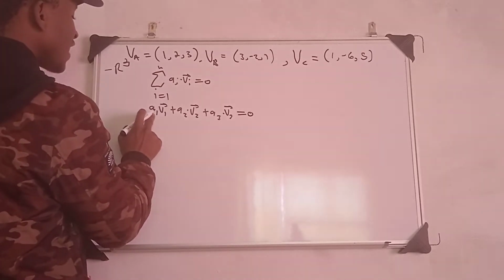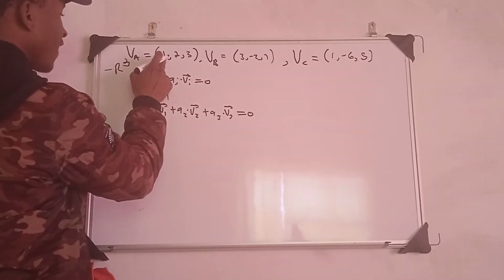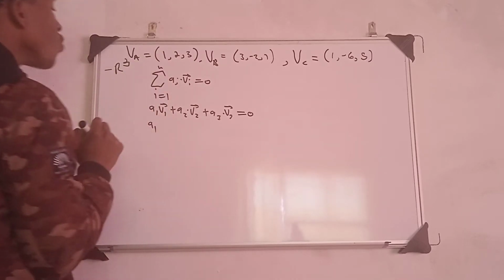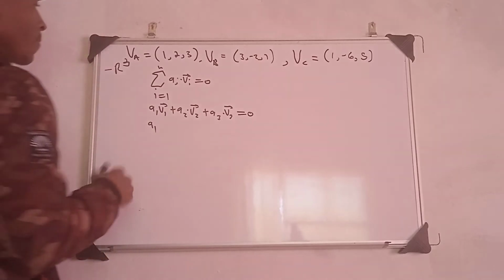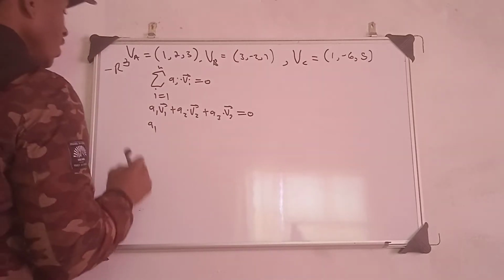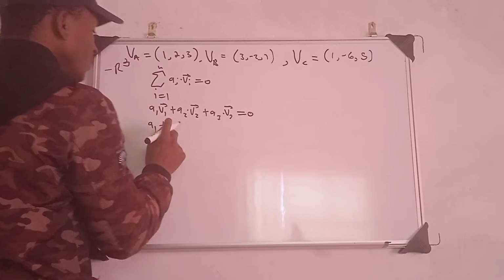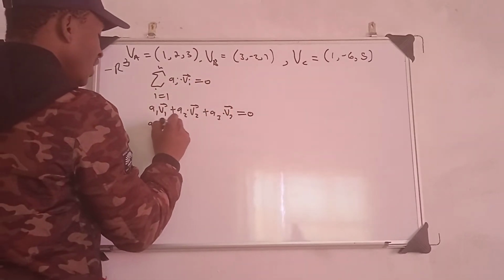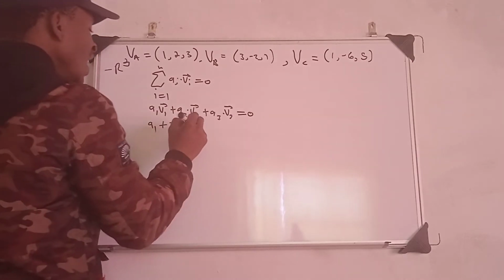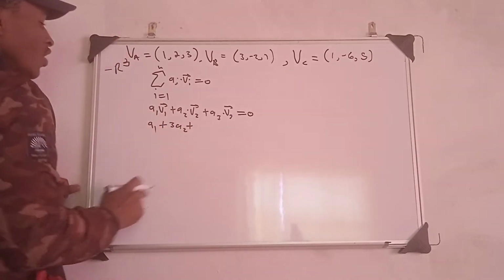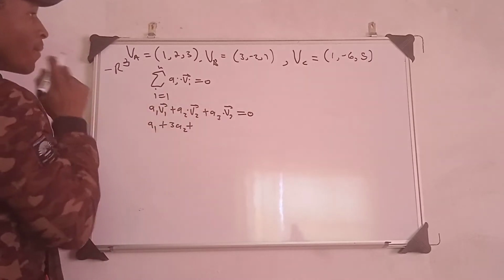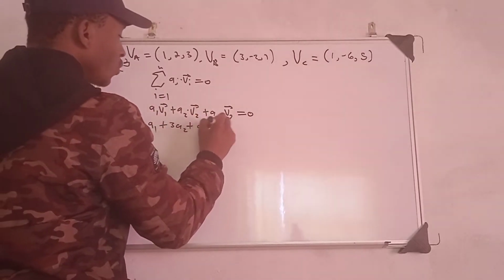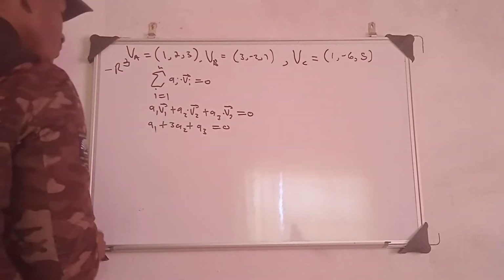If we take this scalar and multiply it by this vector entry, we get a1. Then we add: if we take scalar 2 and multiply it by 3, we have 3a2. And then we add the third scalar: if we multiply it by this entry here, we get a3, which is equal to 0.